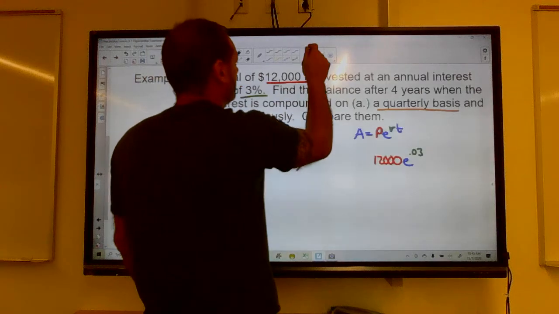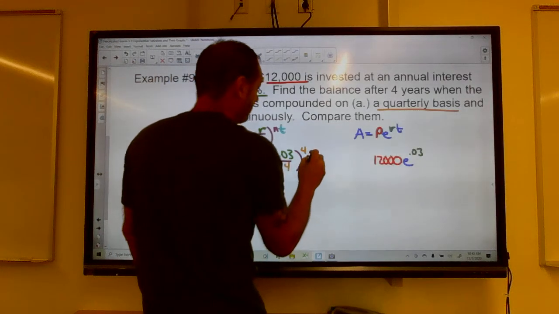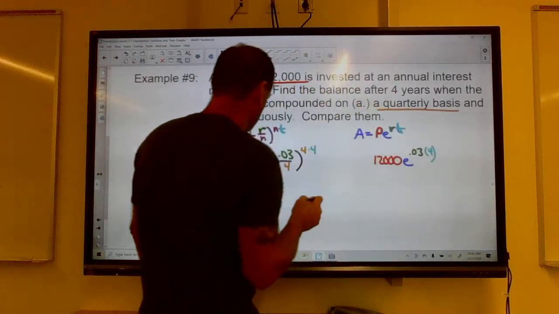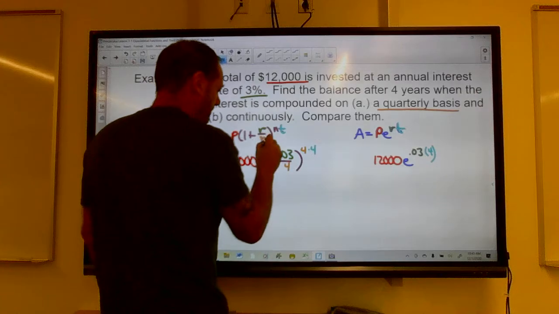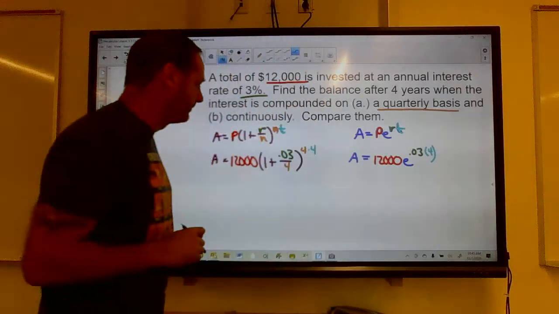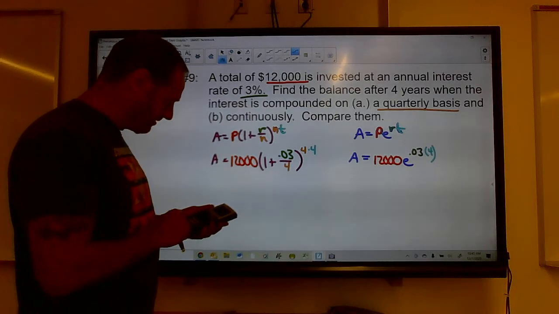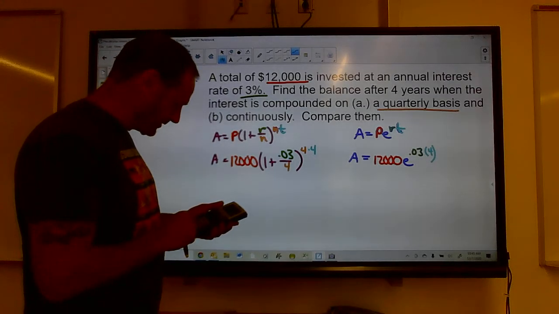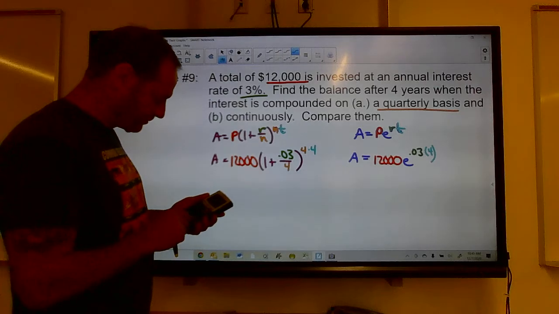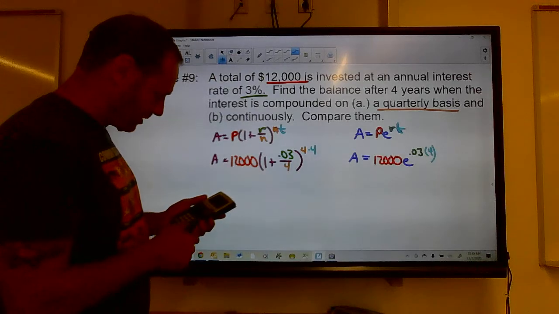Let's try this. So t is going to be 4. Okay, so there you go, and this equals A. All right, let's figure out what these are. I've got everything filled in. The first one is 12,000 times open parenthesis 1 plus 0.03 divided by 4, close parenthesis, to the power 4 times 4.